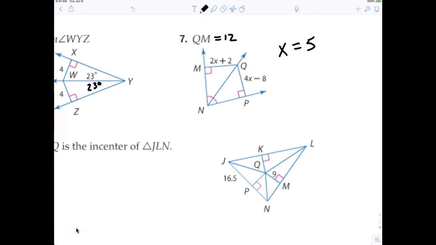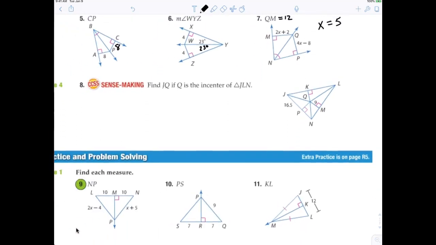All right. Now let's take a look at number 8. Make sure in center. You have to identify and you have to understand what is the incenter. The inside circle. That's right. Incenter for inscribed. And inscribed means you're the angle bisectors. If you are on the angle bisector, then that means you are equidistant from the sides.